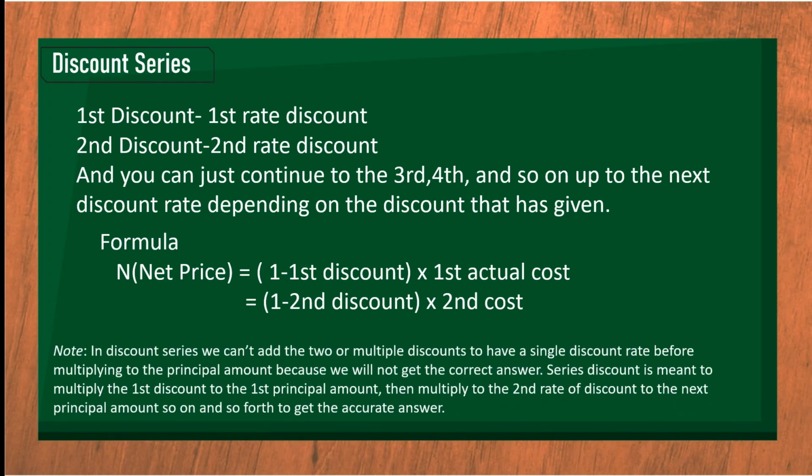Note, in the discount series, we can't add the two or multiple discounts to have a single discount rate before multiplying to the principal amount because we will not get the correct answer. Series discount is meant to multiply the first discount to the first principal amount, then multiply to the second rate of discount to the next principal amount, so on and so forth to get the accurate answer.